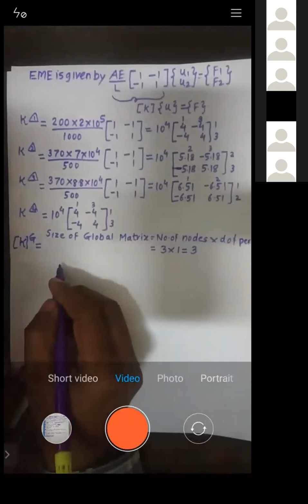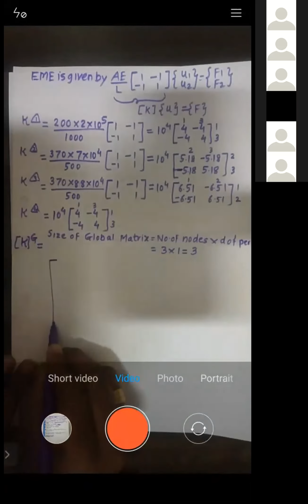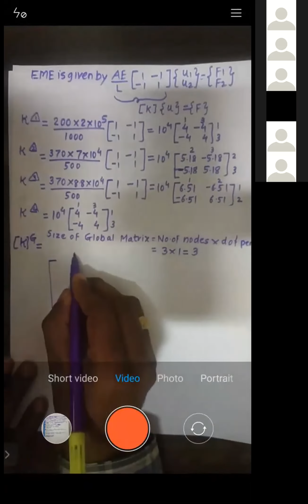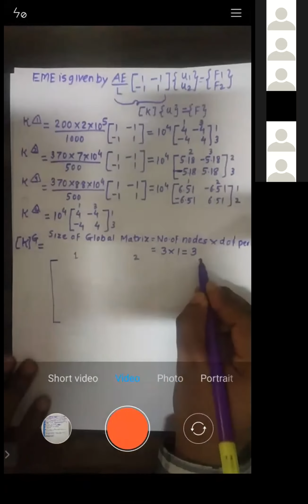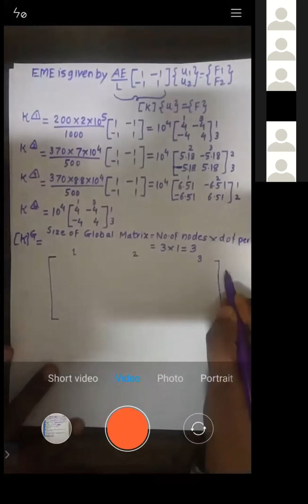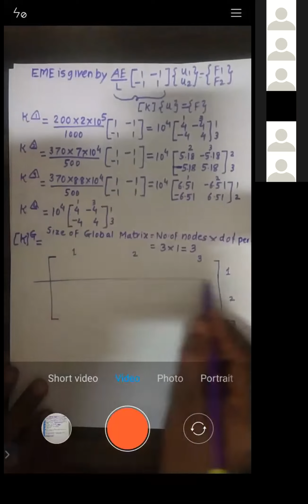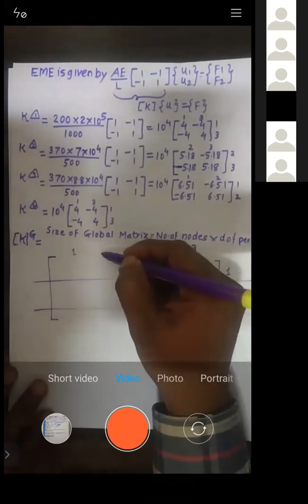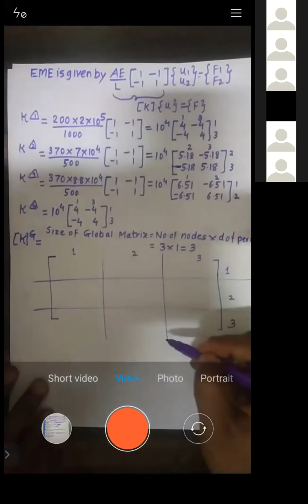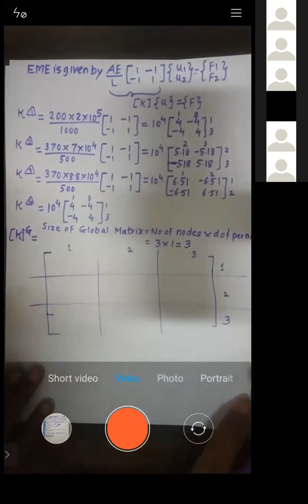So you should write down that matrix here. See how I'm writing here. You should be able to write down this one: 1, 2, and 3, right? So this many rows you will get, and this many columns you will get. So the size will be 3 by 3.